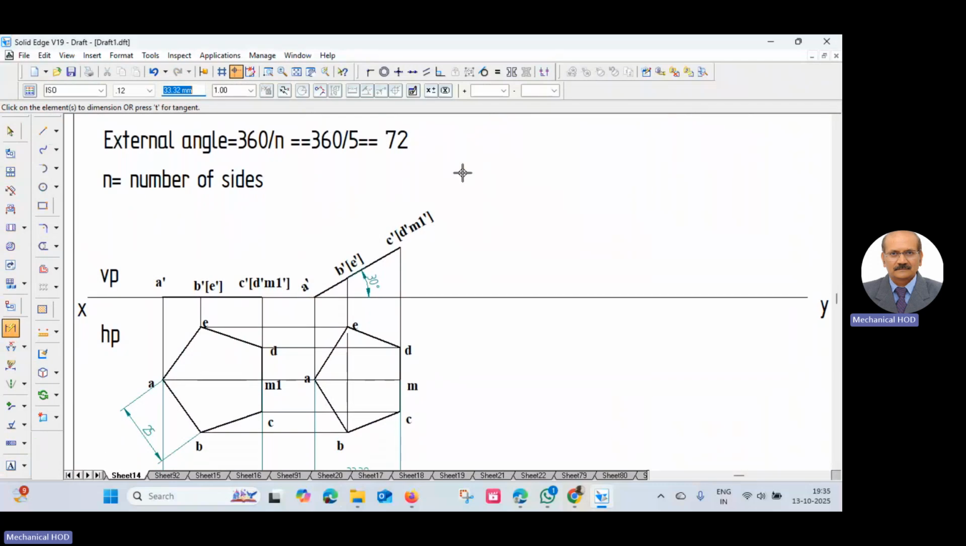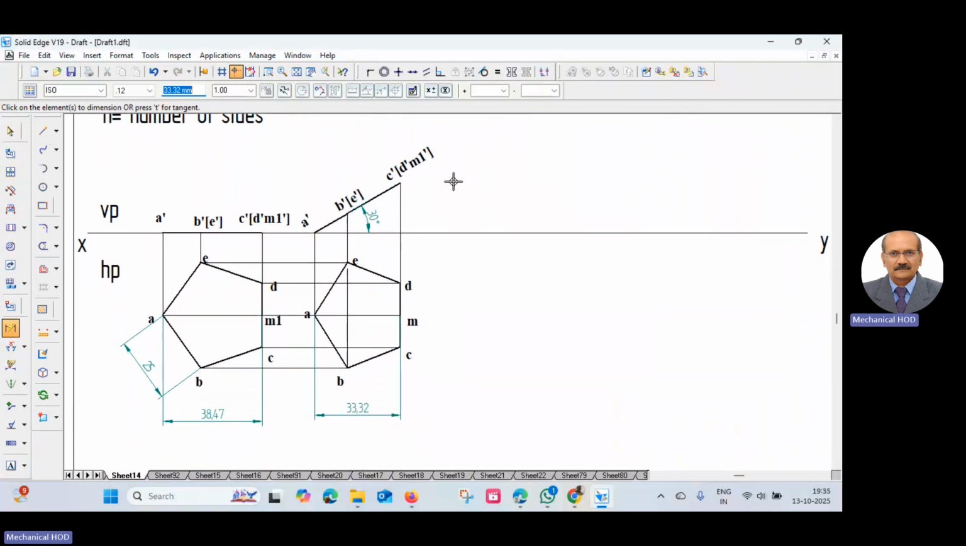Yes, the reference edge given is 45 degree. Here, since the reference edge is making an angle of 45 degree, which is the reference edge here? AM1, the perpendicular bisector, or AM? Both are perpendicular bisectors. AM1 is the original length of the perpendicular bisector. AM is the apparent length of the perpendicular bisector. Which one do you have to take?